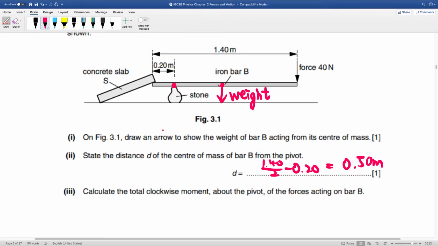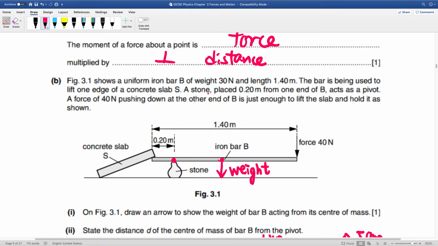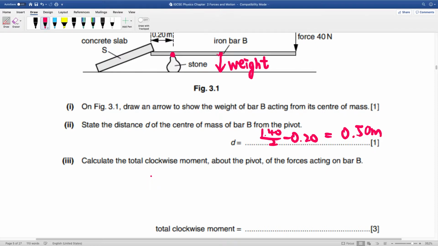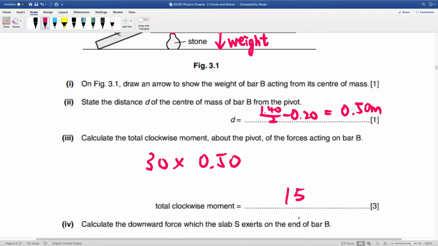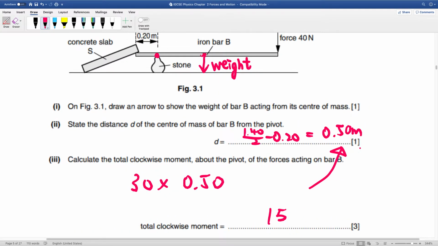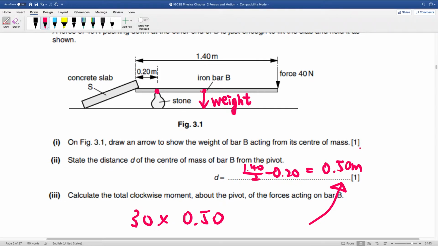So, the weight of the iron bar is 30 Newton, okay? So, the moment is 30 times 0.50. Gives you 15. The distance is 0.50. You found it in part 2. Don't you need the 40 Newton? Yeah, you forgot. There's another force.